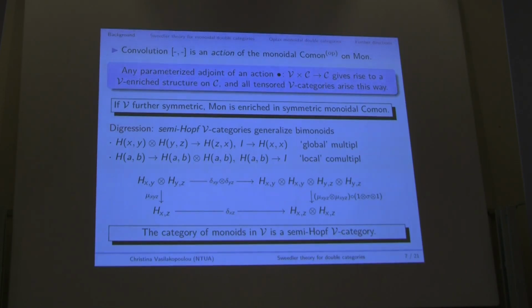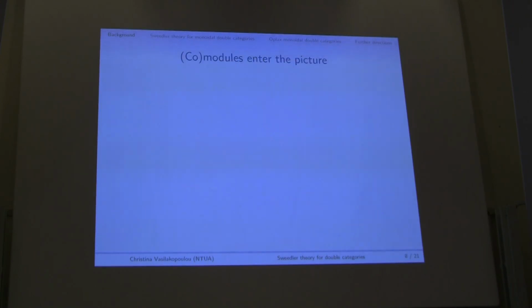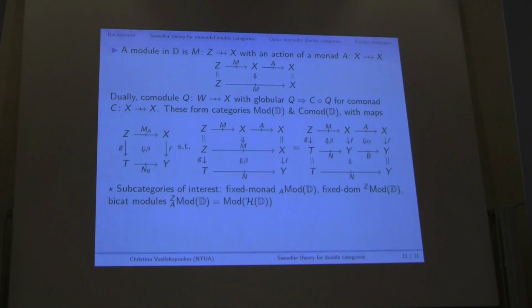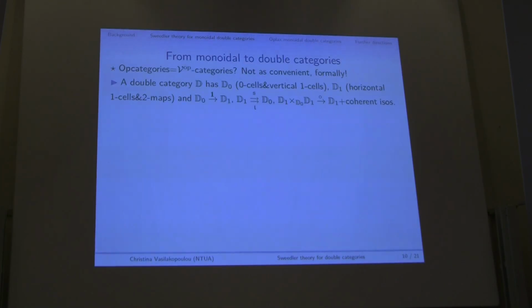Okay, let's finish off the Sweedler theory story by inserting some modules and comodules in the picture. So a module for a fixed monoid is only an object in my monoidal category equipped with an action. Okay, a strict action, associative and unital. Dually a comonoid comes with a coaction, and I have things on the left here. So this is a left module and left comodule, same side. Now, of course, they become also categories with specific kinds of maps, which would be exactly what we would expect in that setting.